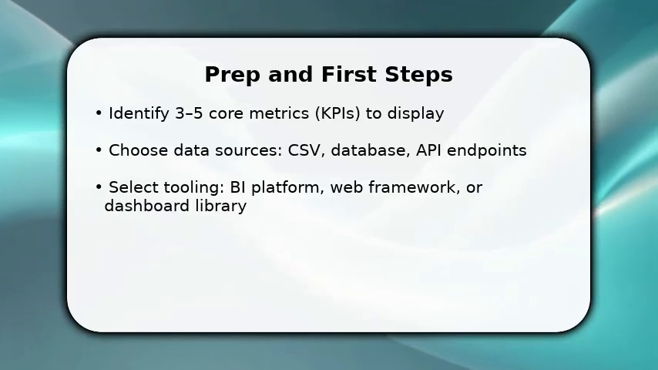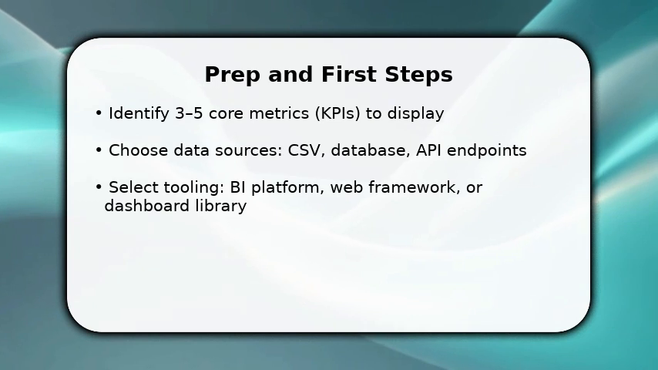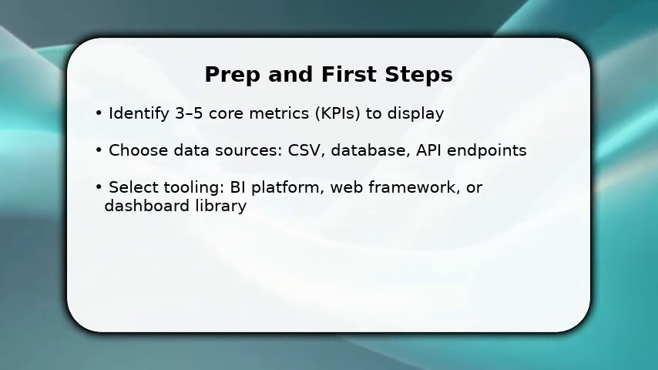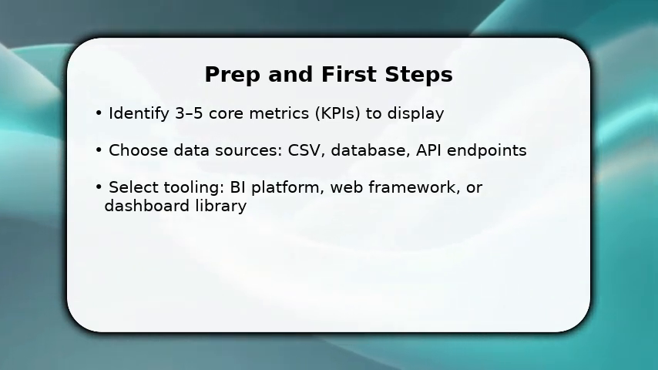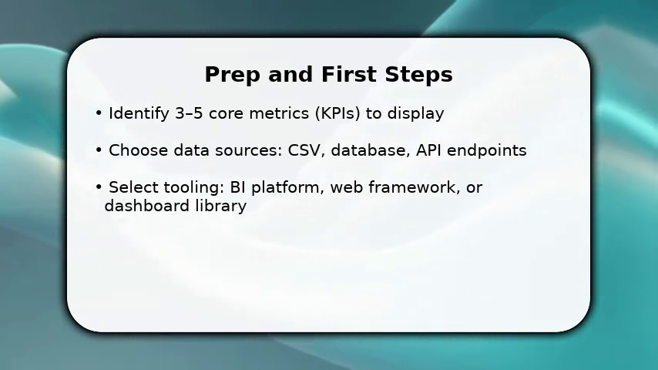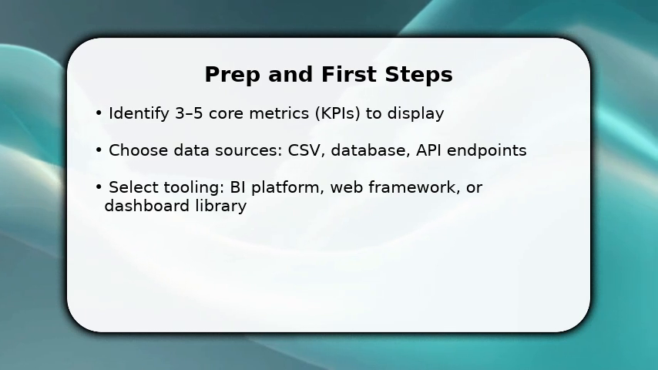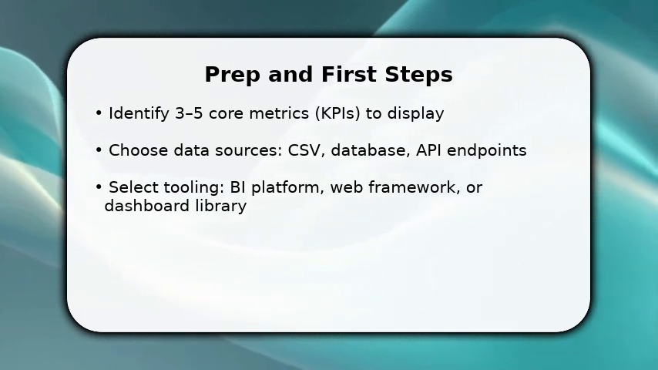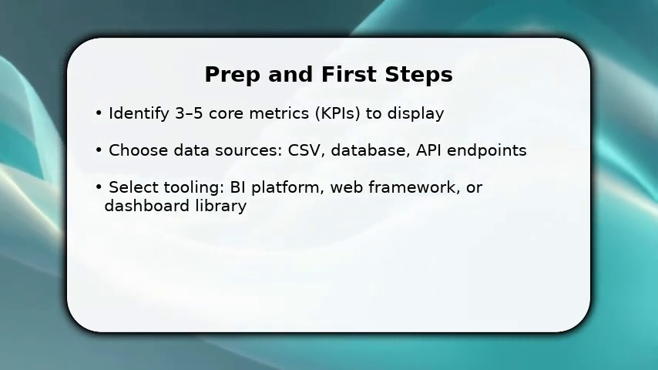You start by defining clear KPIs and confirming data availability. This ensures every widget has purpose. Connect one source first so you validate access and schema quickly. Once done, map each KPI to a visual type: number, line, bar, gauge, and sketch a simple layout.